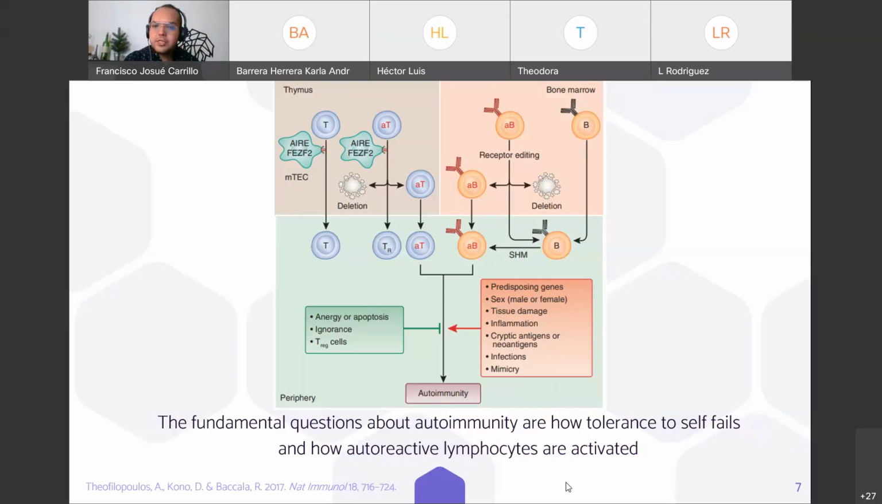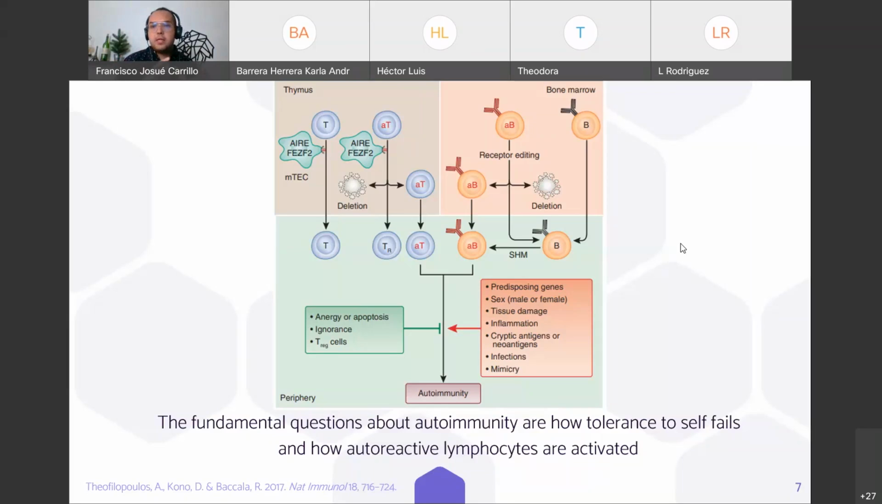So the fundamental questions about autoimmunity are how tolerance to self may fail, and how these autoreactive lymphocytes are also activated, and how they contribute to activating the immune responses that we know. Not only in T cells, we have some other mechanisms that also occur in B cells. There are so many questions around this system and this complexity that we are still researching, and it's a complete field of study.